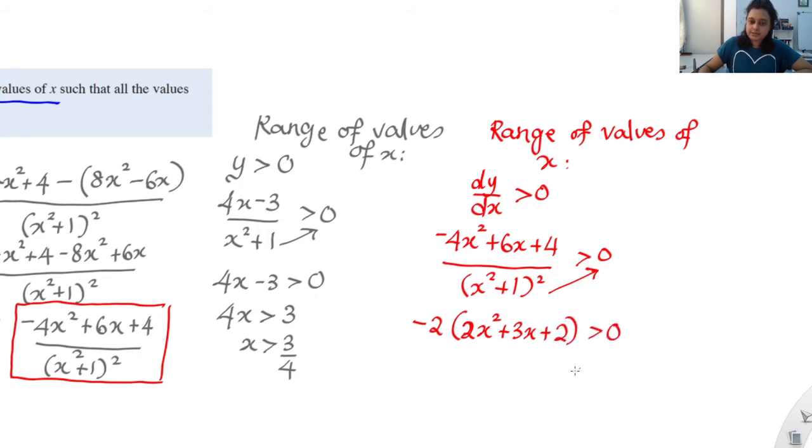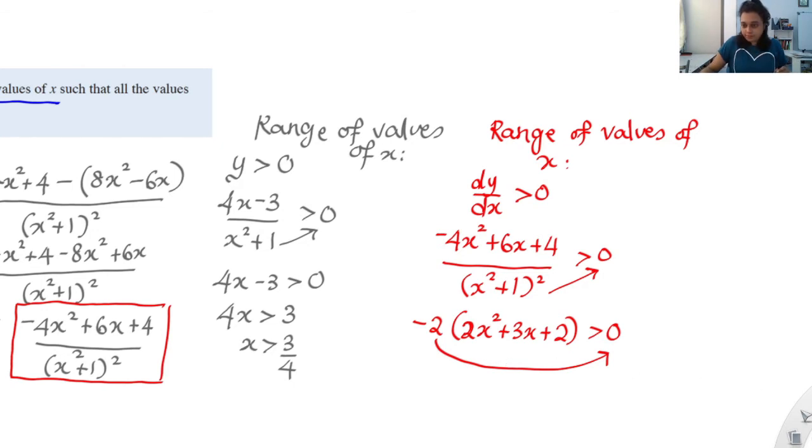Greater than 0. Now, once you do this, you will see that you have a quadratic expression inside here, right? Since we have a quadratic inside, what you can do is factorize inside here. So when you bring this negative 2 over, it becomes divide, right?